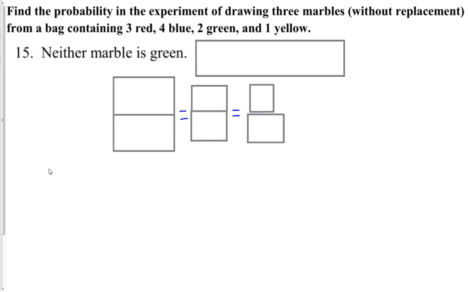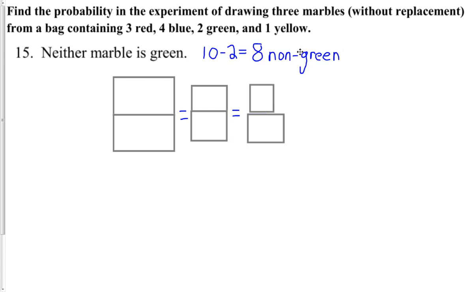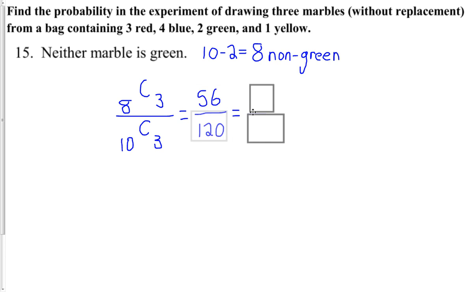What about none of the marbles are green? Well, this is a complement one. This is 1 minus the probability of green, or we could just do how many marbles aren't green? 3 plus 4 plus 1 is 8, or total minus green. And so we have 8 non-green, so we're going to have 8 choose 3 over 10 choose 3, which gives us 56 over 120, or 7/15.